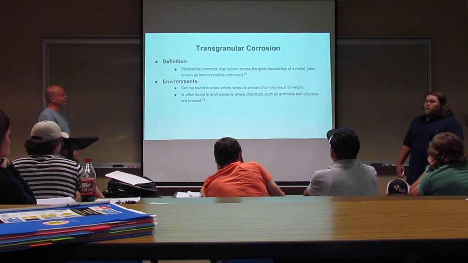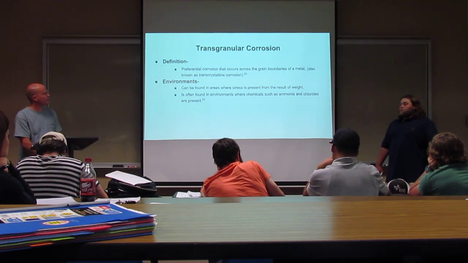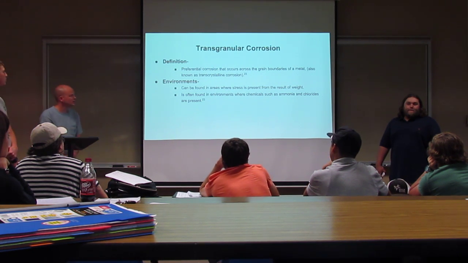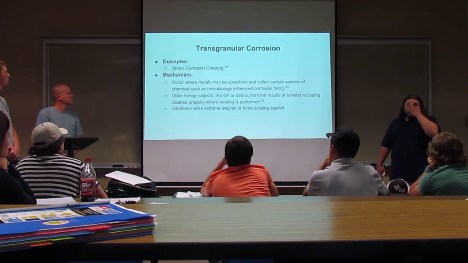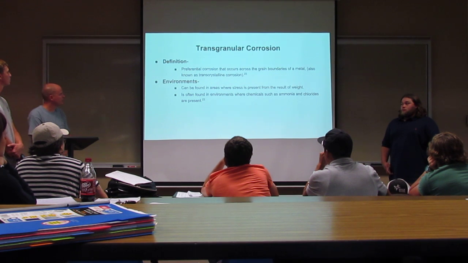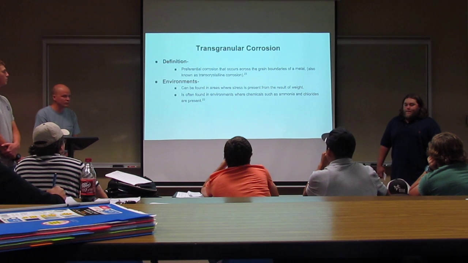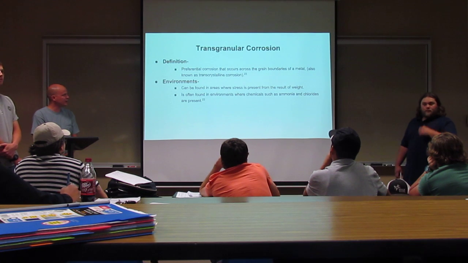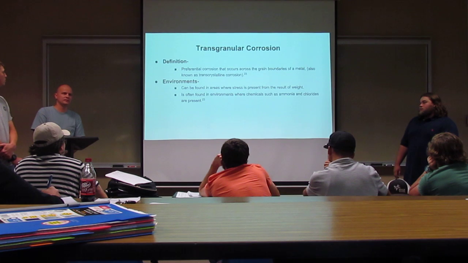All right. Transgranular corrosion. The definition of transgranular corrosion is a preferential corrosion that occurs across the grain boundaries of a metal, also known as transcrystalline corrosion. The environments where you can find transgranular corrosion are areas where stress is present from the result of weight, specifically heavy weight. It is often found in environments where chemicals such as ammonia and chlorides are present.